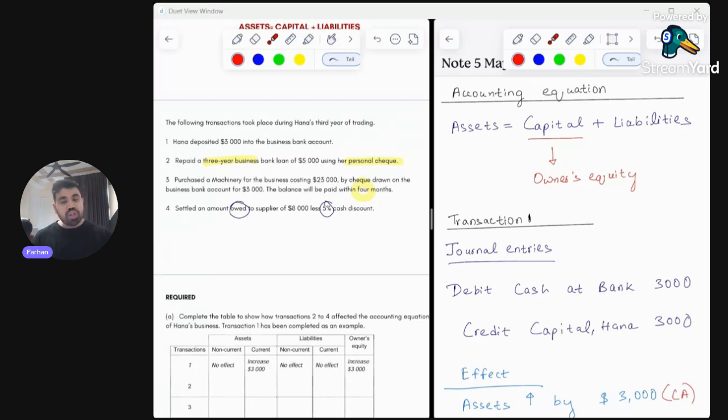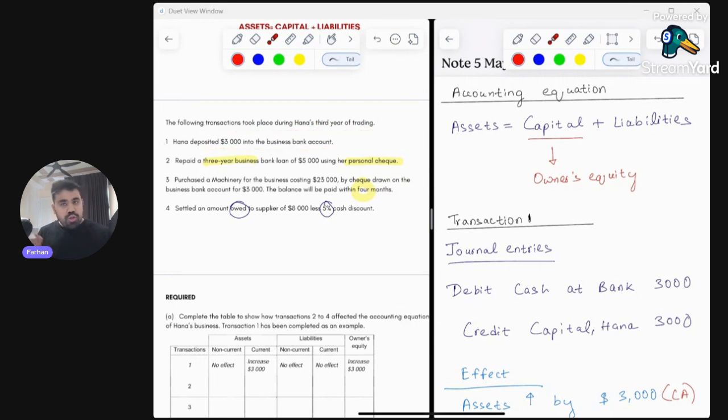So you can see the question on the left hand side of your screen, and on the right hand side we have all the workings which I'll explain step by step. With that being said, let's begin. The following transactions took place during Hannah's third year of trading. So here we have got the first transaction. Hannah deposited $3,000 into the business bank account.